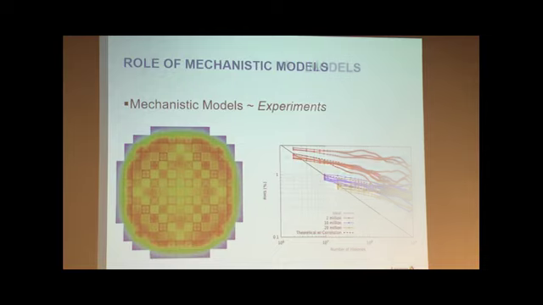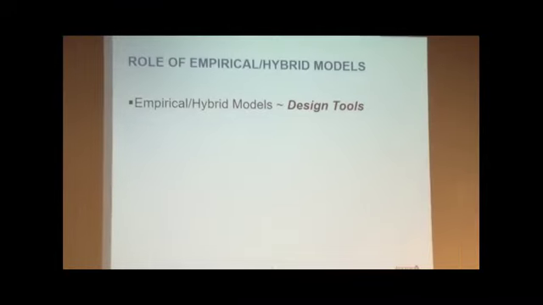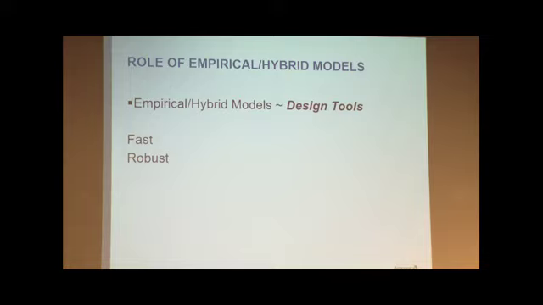So let's talk about the role of empirical and hybrid models. It's very, very different. Okay, the role of an empirical hybrid model is to act as a design tool. So it has to be fast and it has to be robust. And when I say robust, I mean for a given set of inputs, you need a set of outputs, which is your answer. And you have to be able to do many scenarios. You have to be able to do them very quickly. And you have to be able to get an answer for every scenario that you're looking at.